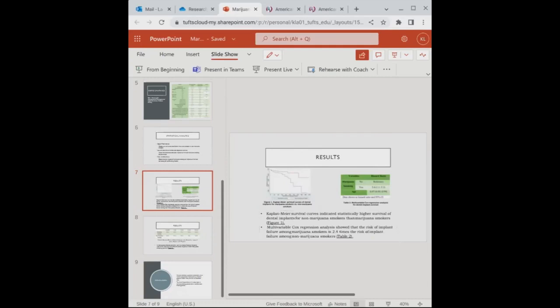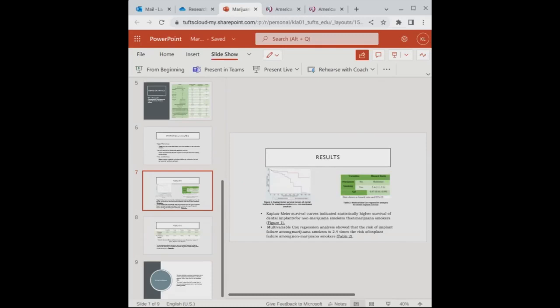We have the Kaplan-Meier survival curve on the left. The blue line represents the implants associated with marijuana smoking, and the red line up here represents the implants associated with non-marijuana smoking, over a period of time on the x-axis and proportion of survival. You can see that over time the marijuana-related implants had a significant drop, and thus we concluded that there were statistically higher survival rates in dental implants in non-marijuana smokers than marijuana smokers.